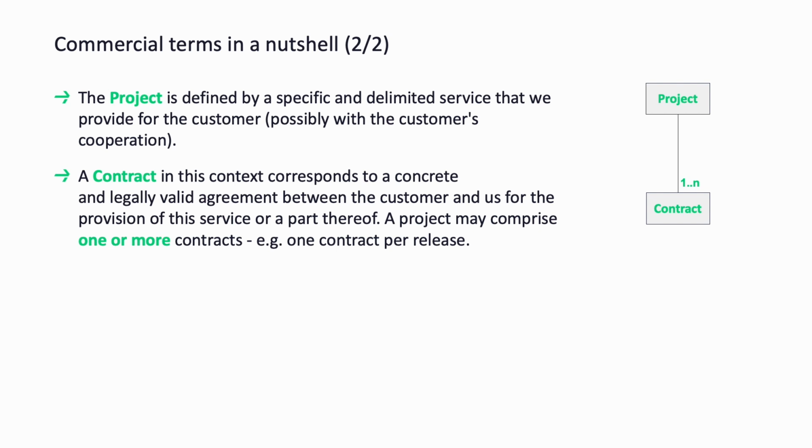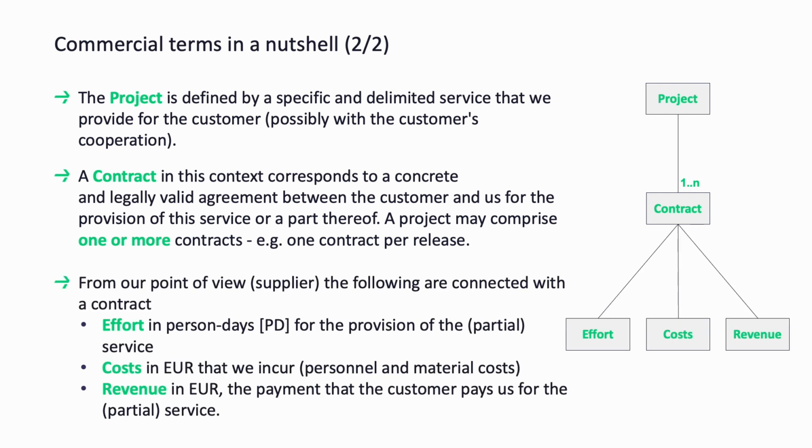A project can comprise one or more contracts, for example, one contract per release, but also individual single contracts to the project members involved. From the supplier's point of view, that is from our point of view, the following three things are now associated with each contract.